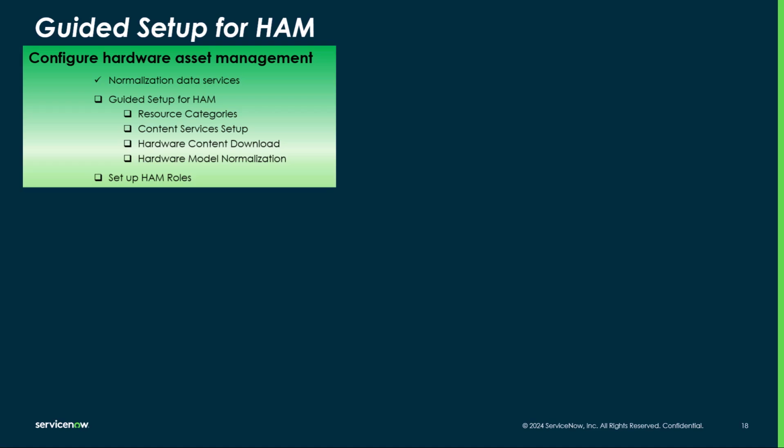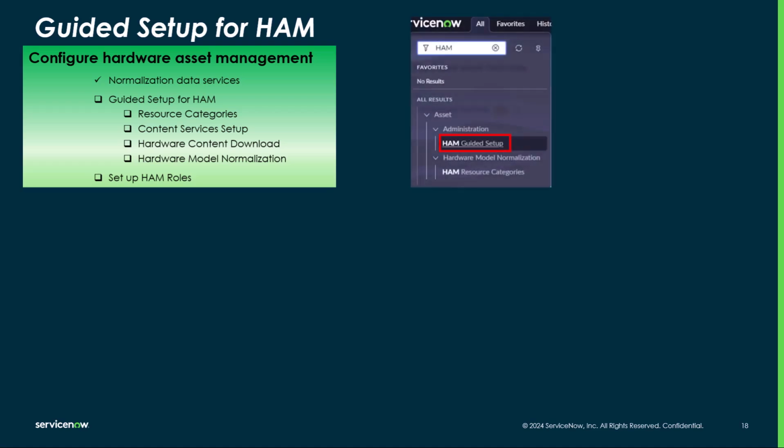All right, so now that normalization data services is done, we're going to start talking about guided setup for HAM. To access the guided setup for HAM, it's actually not in the hardware asset management workspace. It's within the actual menus and modules, so you're going to want to go to the filter navigator and type HAM. Again, you're going to need to be an admin to run a lot of the features within the guided setup, so you're going to have to work with the administrator on this, and go through it and really understand what's there.